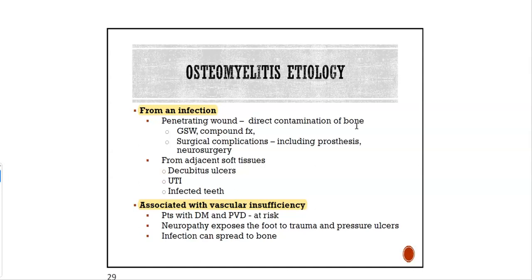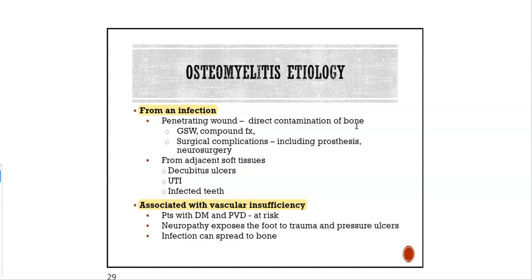Now, it can also originate from an adjacent tissue. Like I told you guys, a common reason for an osteomyelitis of the spine and coccyx area is from the decubitus ulcer. It can also be from a UTI or an infected tooth. From the infected tooth, you can have osteomyelitis of the jaw bone.